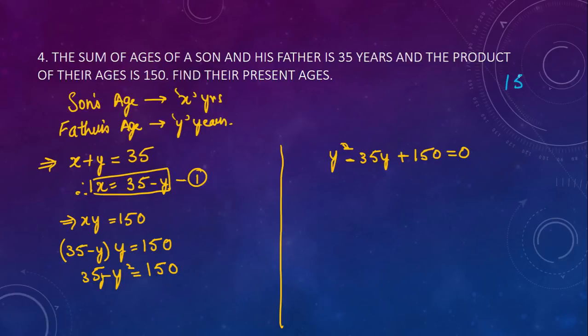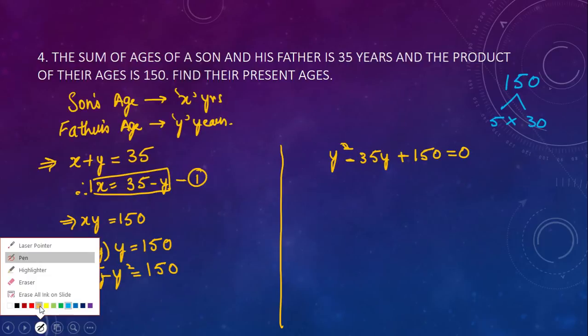So 150, its sum is minus 35 and product is 150. That means both are negative. Sum is negative, but product is positive. So both are negative. So this can be written as 5 into 30. So that's pretty much it. This was an easy one.